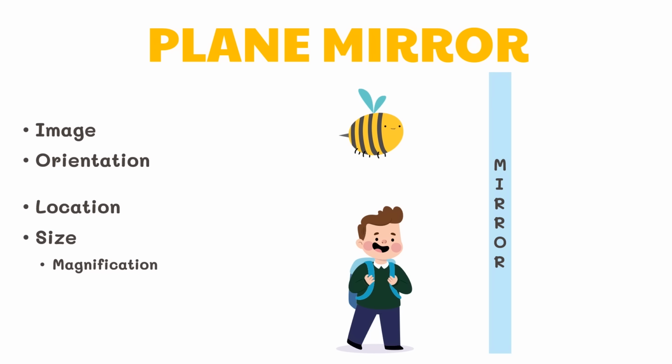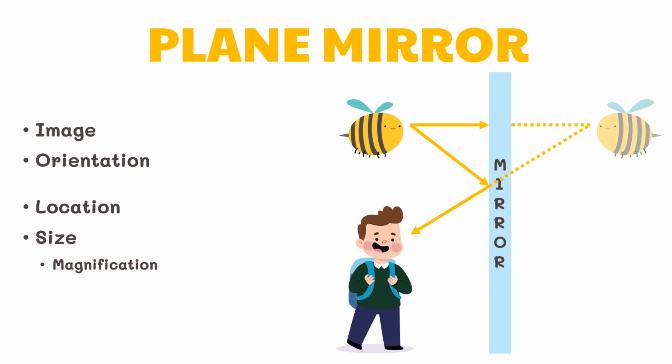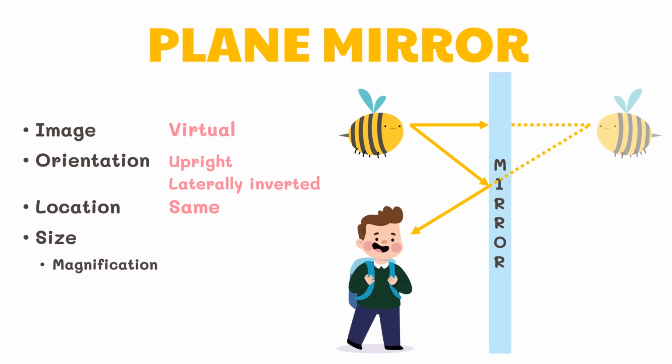Imagine yourself looking at a bee above you in the mirror. For plane mirrors, the type of image is virtual and is formed from behind. The image orientation is upright and laterally inverted. The image is located at the same distance from the mirror as the object's distance, and the image formed is of the same size as the object. Plane mirrors produce images that have a magnification of 1. In other words, the image and the object in plane mirrors have the same characteristics, except that the image is seen as laterally inverted. So what is lateral inversion?